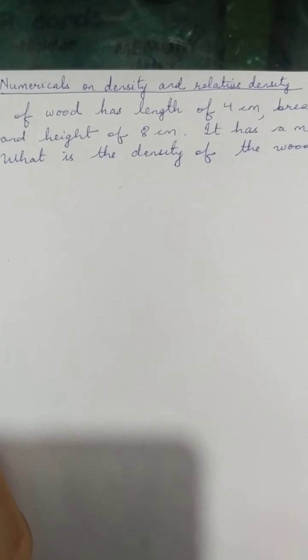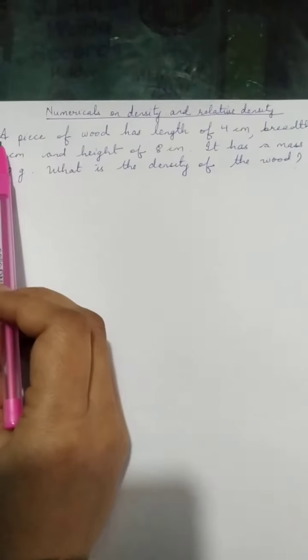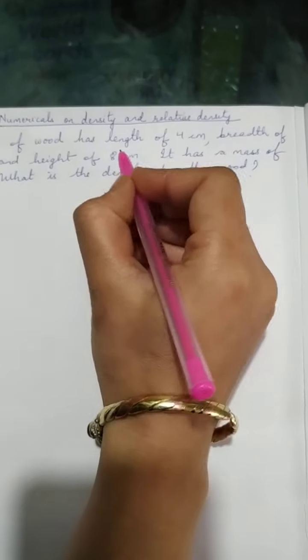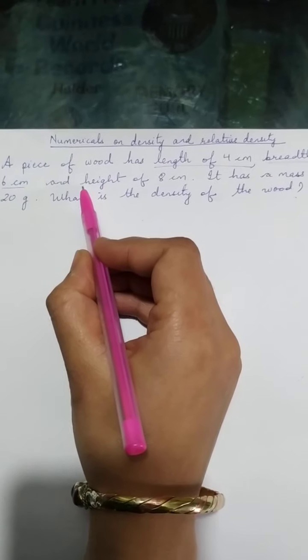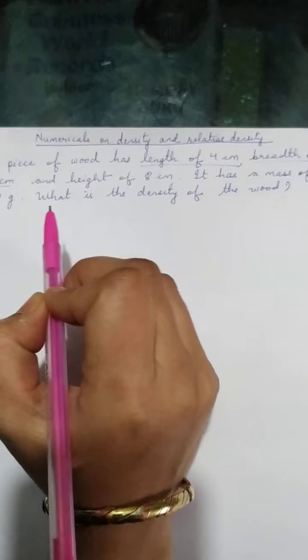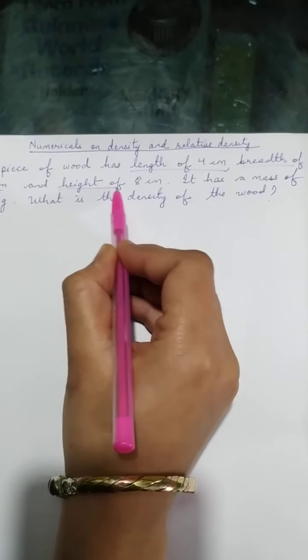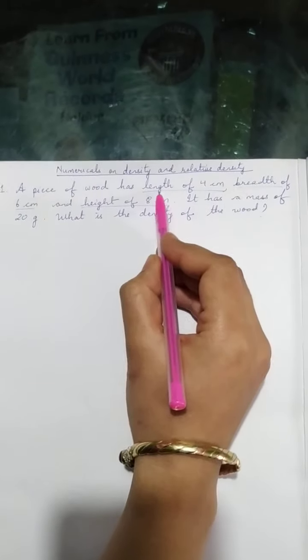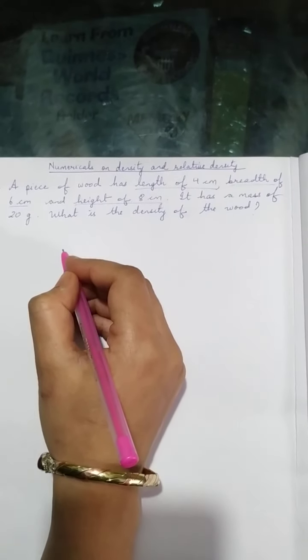Hello students, in this video we are going to learn how to solve numerical problems on density and relative density. Let us take the first example. Just have a look. You have a piece of wood which has a length of 4 centimeter, the breadth of which is 6 centimeter and the height of the piece of wood is 8 centimeter. You can see here there are 3 dimensions given for the piece of wood. Now, what are we going to do with these length, breadth and height? We are going to calculate the volume.